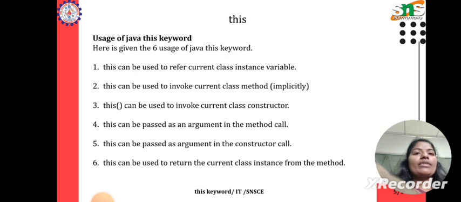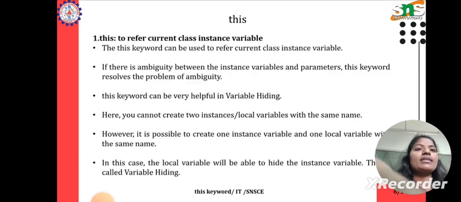Use of the Java this keyword. Here are given the 6 usages of Java this keyword. This can be used to refer to the current class instance variable. This can be used to invoke the current class method implicitly. This method can be used to invoke the current class constructor. This can be passed as an argument in the method call. This can be passed as an argument in the constructor call. This can be used to return the current class instance from the method.